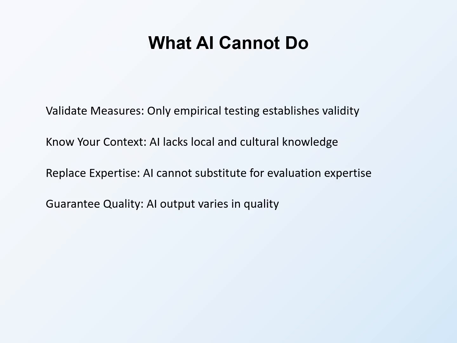Understanding what AI cannot do prevents misuse. AI cannot validate measures because only empirical testing establishes validity. A question that sounds good may not actually measure what you intend. Testing is required. AI cannot know your context because it lacks local and cultural knowledge. What works in one setting may not work in another. Human judgment about context matters.